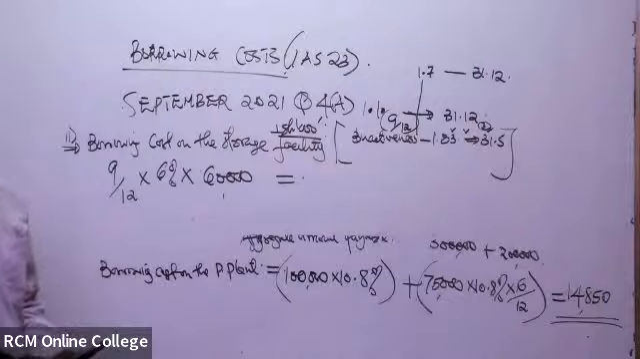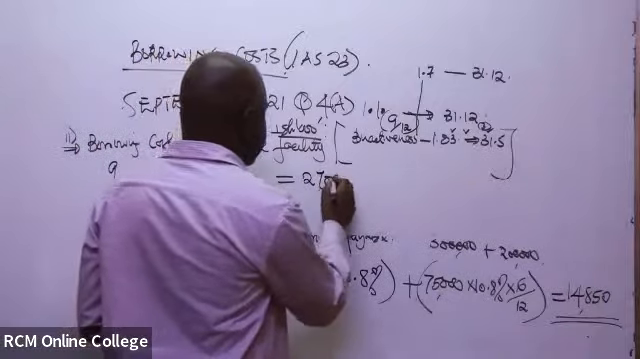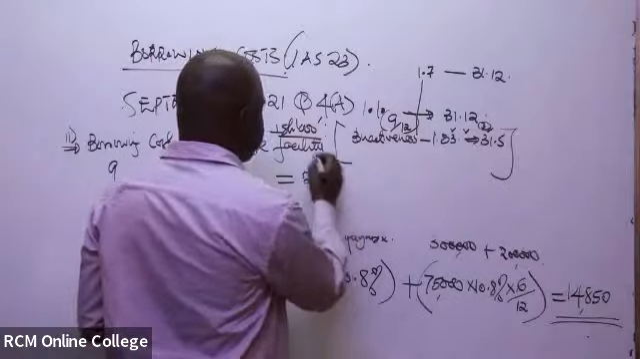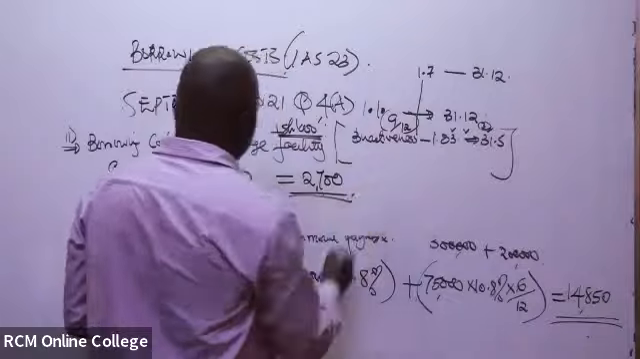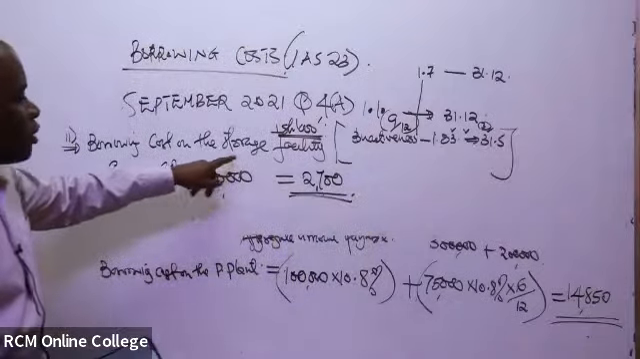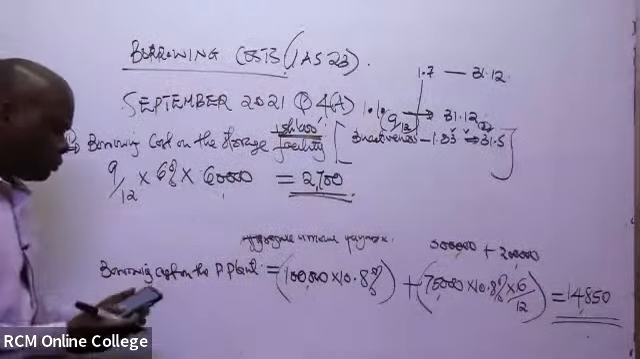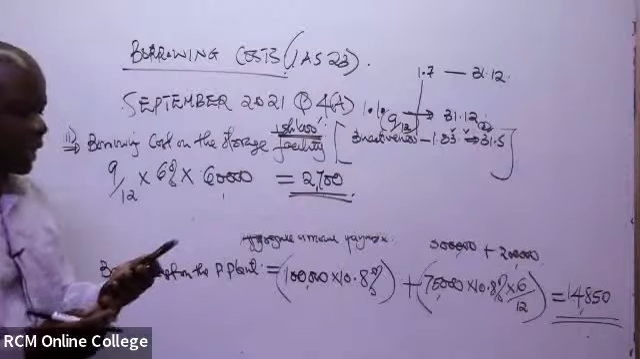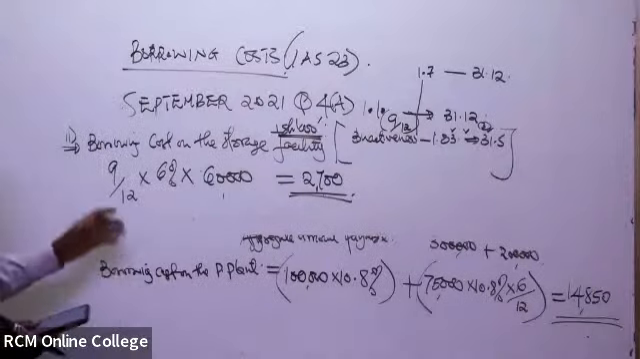It is 2,700,000. So the figures are actually in thousands. So this is the borrowing cost to be capitalized for the storage facility. And of course, the other is the borrowing cost to be capitalized for the plant, the plant that was to be constructed.